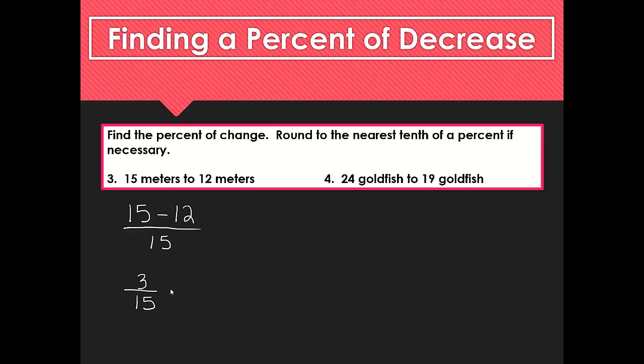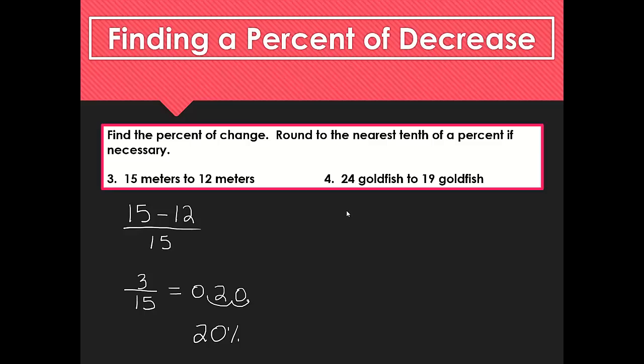When we divide 3 by 15, we get 0.2, or 2/10. Now we need to convert this decimal to a percent, and we convert it to a percent by moving our decimal 2 places to the right. So 1, 2. We now place our 0 behind the 2, and we get that we have 20%. So our number is decreasing by 20%.